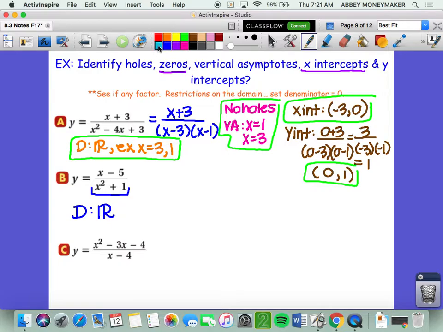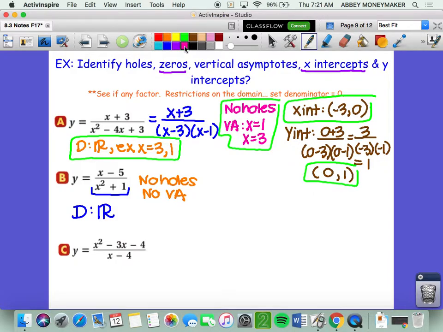So what would I say about the holes? No holes. And no vertical asymptotes, because this is a continuous function. I have no restrictions. I have no breaks. I have no jumps. So I have no holes and no asymptotes.